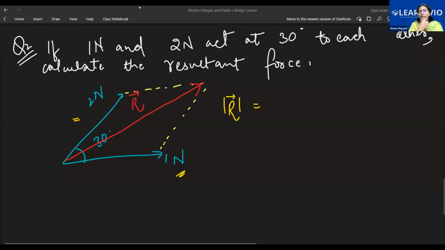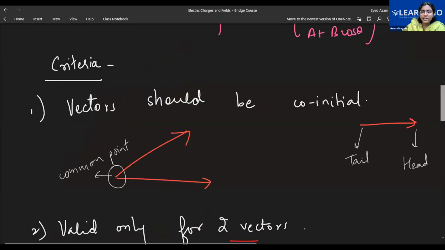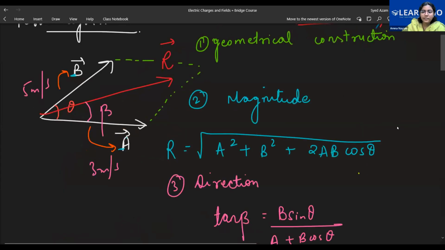Did you find it? R is equal to a plus b? No, not R equals A plus B. We had a formula for the magnitude. Okay, you have forgotten this. See, this one. Under root A square plus B square plus 2AB cos theta. This is the formula that you use.